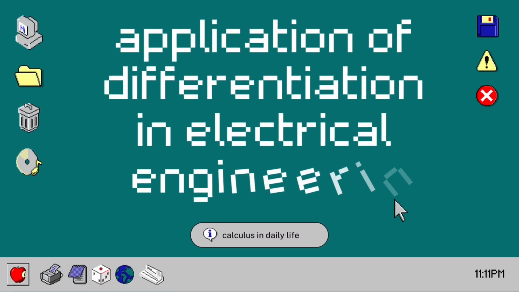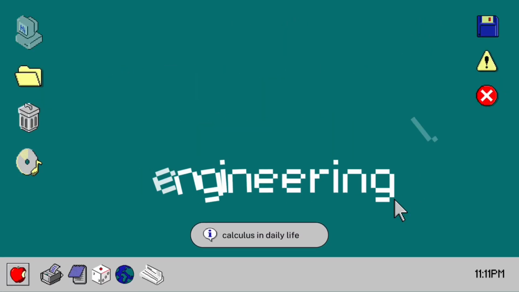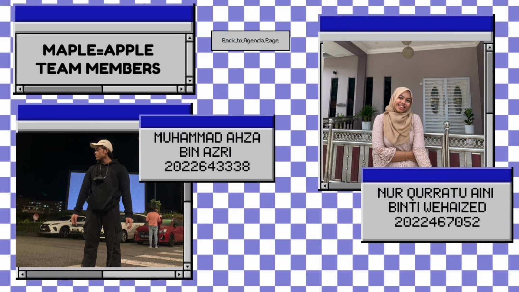Assalamualaikum. Today we'll be presenting about application of differentiation in electrical engineering. We are from class J4 CEEH 1101E and our group name is Maple equal to Apple.